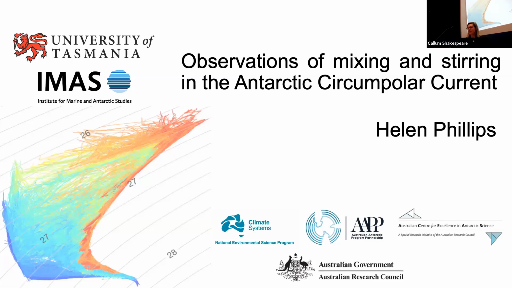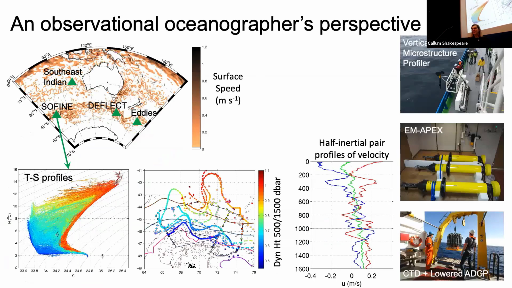So that sets the tone of this talk. It's very much from an observational oceanographer's perspective. And I've put up a map here to show the four major field programs that we've had over the last little while. And the background there is surface speed from satellite altimeter. So we've focused on the Antarctic circumpolar current largely, but also currents in the Southeast Indian Ocean.